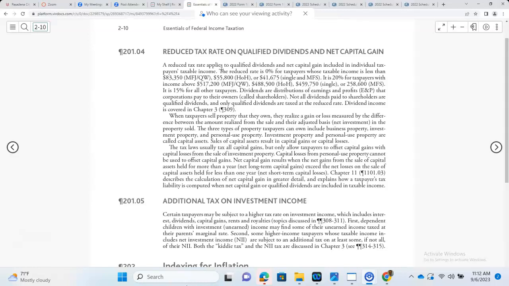0%. You see the line, it says 0% for taxpayers whose taxable income is less than 83,350. You don't need to memorize those numbers, but just as long as you know that for some threshold income, the tax rate is 0%. What is the MFJ, W part? Married filing jointly. And what's QW? Qualified widower. Got it, thank you.